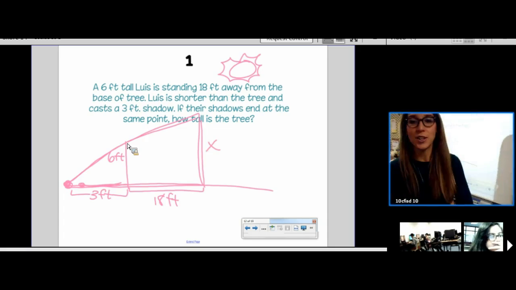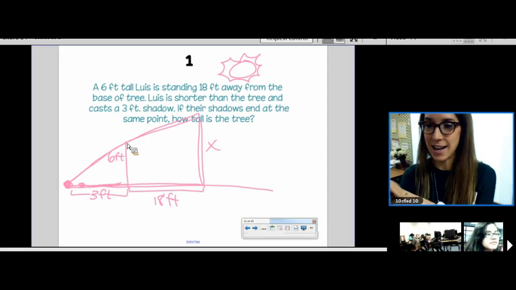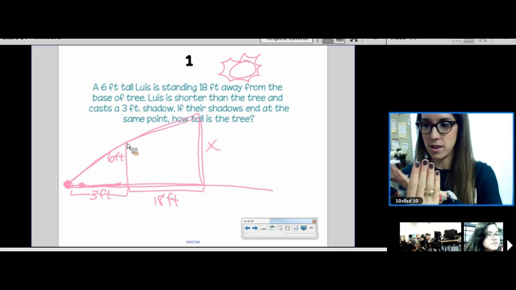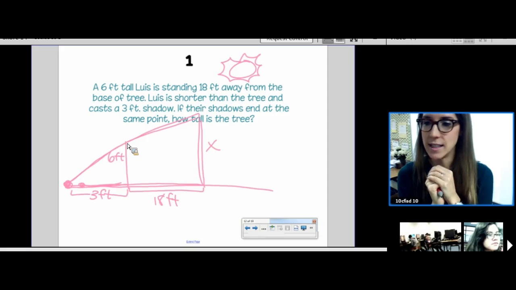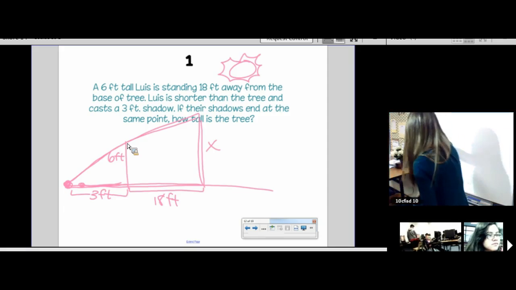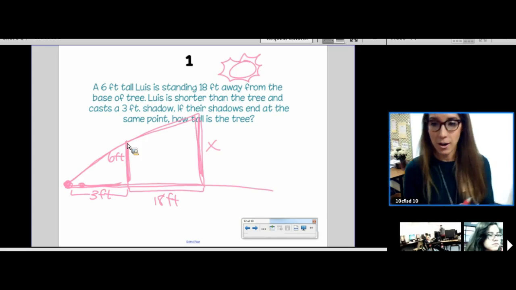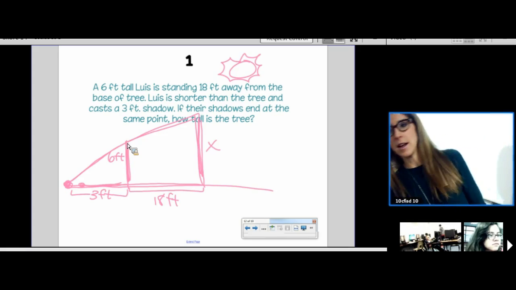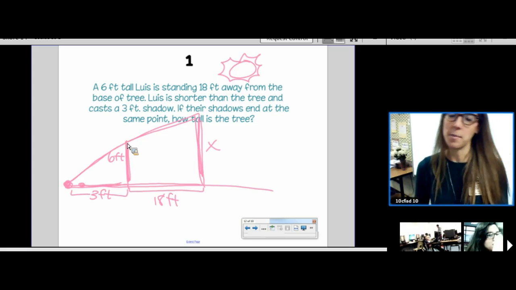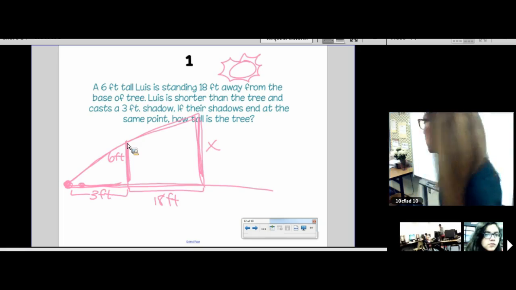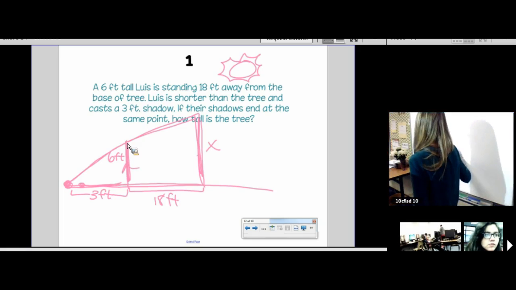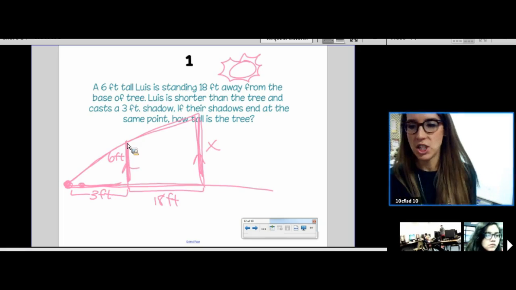So really, you're just sketching a triangle inside a triangle. Yours could have been flipped and going the other way or going the same way as mine. It doesn't matter. You should have a triangle inside the triangle where this segment is Lewis and this segment is the tree. They're going to be parallel because we're assuming the tree is not leaning and Lewis is not leaning. They're both perpendicular to the ground. So we do know that these are parallel. All right, so now we just need to find x.